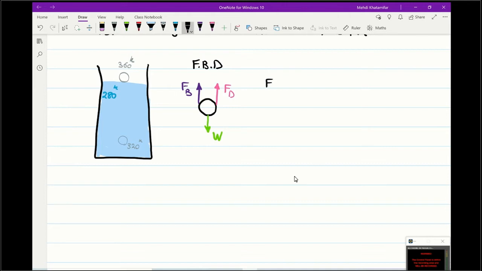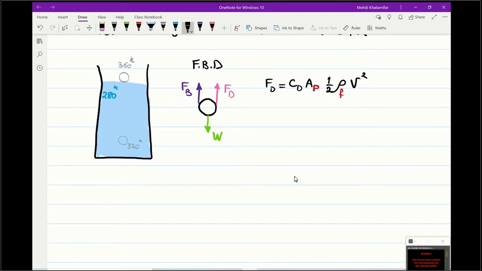So let's put the equations for each of these forces. For the drag force, we have the drag coefficient multiplied by the projected area times half rho v squared. You may ask, what is this projected area? Projected area is the area you see when you look perpendicular to this surface. It's going to be a circle. And which rho? It is going to be rho for the fluid. I'm writing in red to make sure you understand.